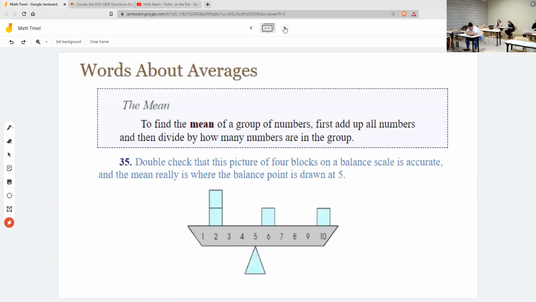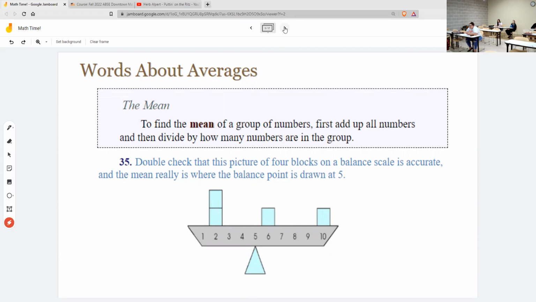So the first definition is mean, M-E-A-N, and this doesn't mean like people hitting each other. This is just one of these weird words that math decides to use and have its own definition. So the mean is the kind of average that we just did, that most people are taught in school. Add them up, divide by how many.